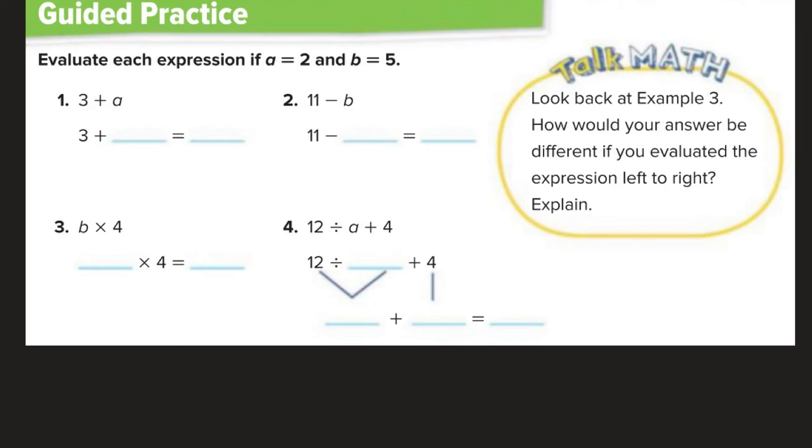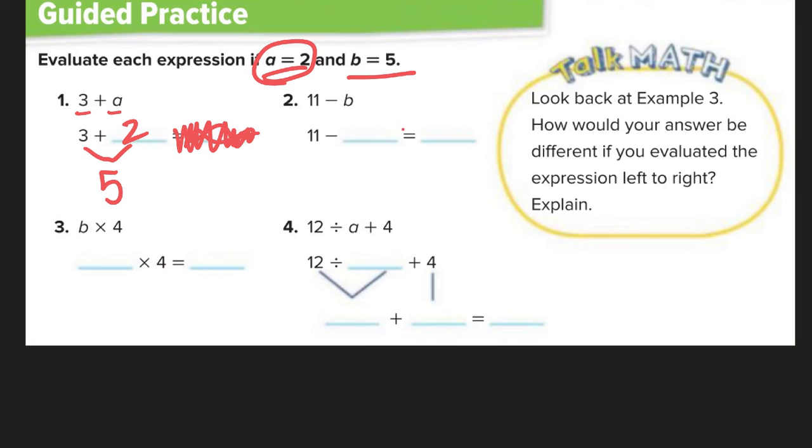Okay, so now we're going to evaluate each expression if A is equal to 2 or B is equal to 5. So let's see. Here I have 3 plus A. What is A equal to? 2. So I'm going to replace A with a 2. Will you please cross this out? I don't like this. This is how it should say. Then we would do 3 plus 2 is 5. Can you write your answer that way for me, please? That's the way we should be doing it.